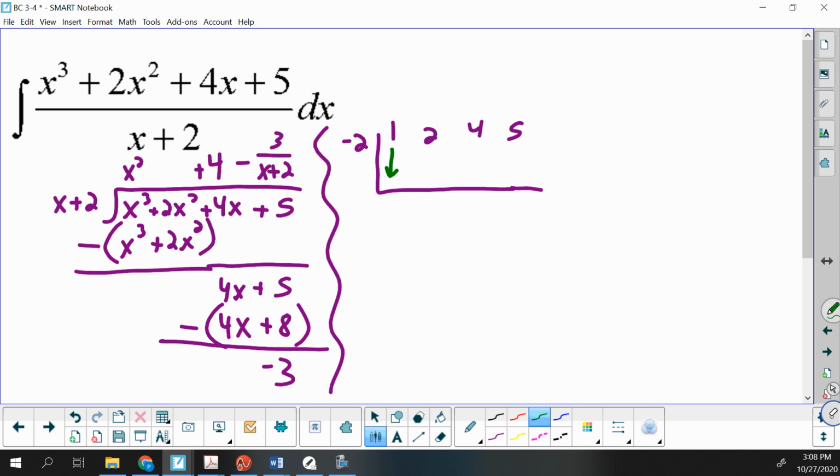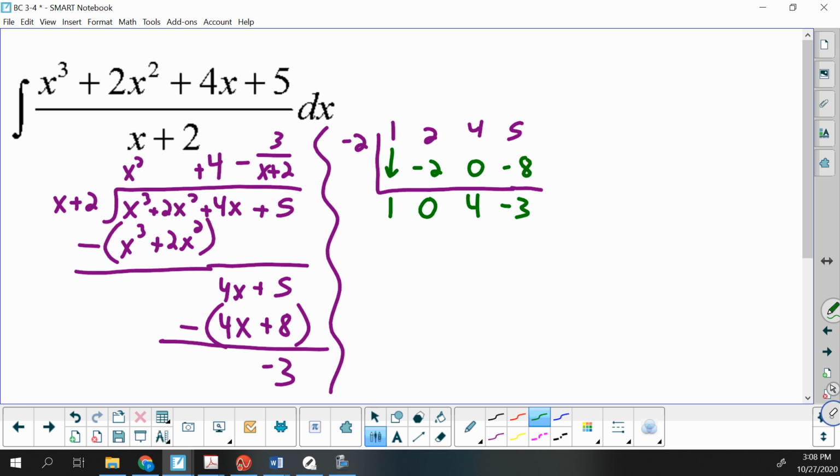So now we'll drop the first number down. You always do that to begin. And now we're just going to multiply and then add. So we multiply the 1 and the negative 2 to get negative 2. And then add them, so we get 0. Then we multiply the 0 and the negative 2 to get 0. Add them, we get 4. Multiply to get negative 8. Add to get negative 3.